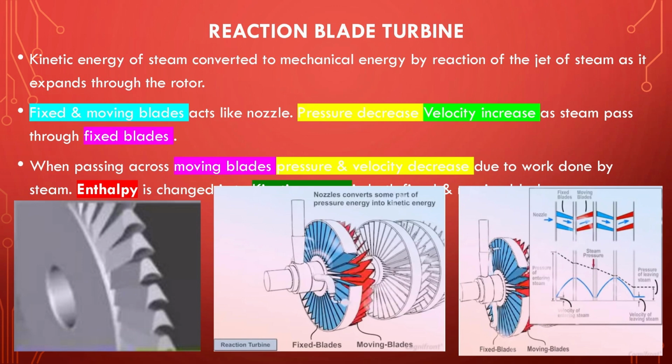Reaction blade turbine. Kinetic energy of steam is converted to mechanical energy by the reaction of the jet of steam as it expands through the rotor. Fixed and moving blades act like nozzles. Pressure decreases and velocity increases as steam passes through the fixed blades. When passing across the moving blades, pressure and velocity decrease due to work done by the steam. Enthalpy is changed into kinetic energy in both fixed and moving blades.